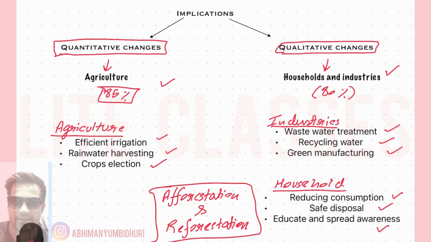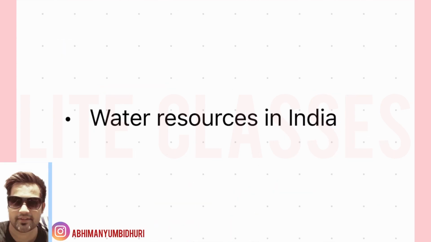Each drop counts, and every action, big or small, has a ripple effect on our water resources. By making mindful choices in agriculture, industries, and our homes, we can ensure a sustainable and healthy future for all. In the next video, we will cover water resources in India. Till then, you can try these previous year questions.